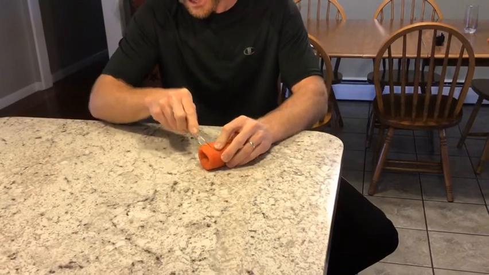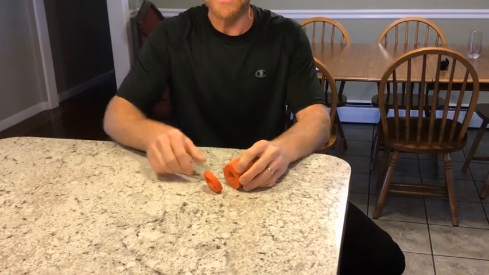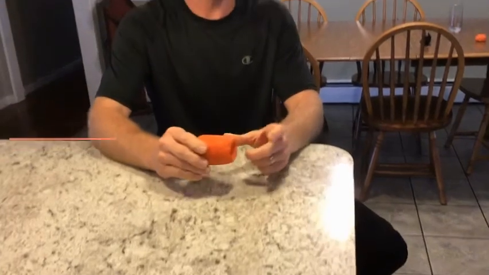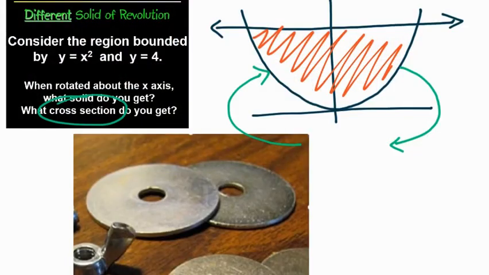Well, if you slice it, you find out that your cross-section isn't actually a circle, but it's a circle with a hole in the middle. Now, we will call this type of cross-section a washer. And you always wind up with a washer when you have a region that is hollow inside of your solid of revolution. Now, a washer is actually a metal piece of hardware that is circular but has a hole in the middle.